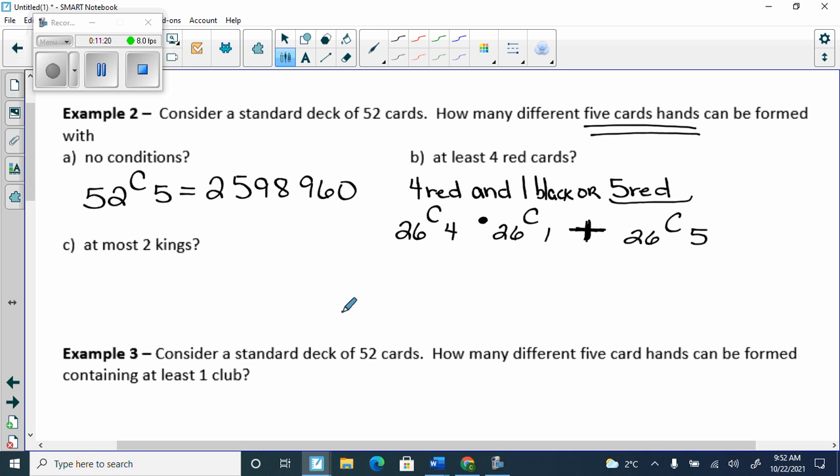And then what do we get for an answer? Does anyone have it? 66,107. Should be a large number. It should be, because these are 26s, right? Whereas the last example we didn't have as large a number. Did everyone get this? Did anyone get that?